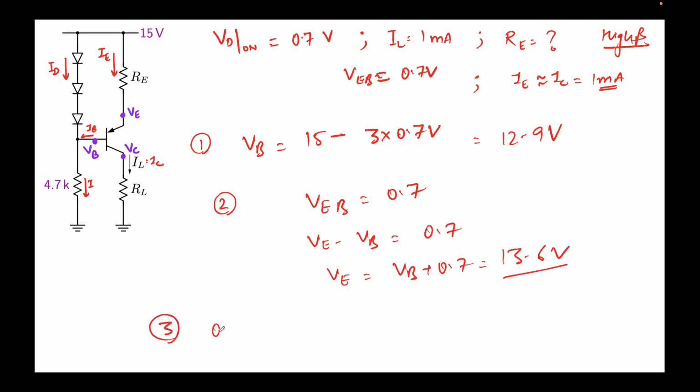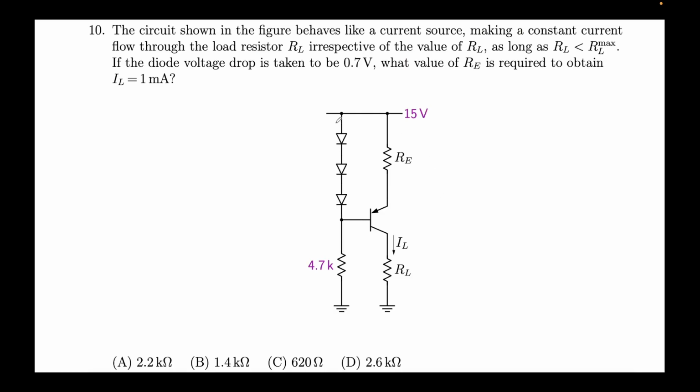Now as step 3, you apply Ohm's law across RE. So we can simply write 15 minus VE by IE equals RE. That's the Ohm's law. RE is 15 minus VE over 1 milliamp. The value of VE is 13.6, so 15 minus 13.6 over 1 milli comes out to be 1.4 kilo ohms, which is option B.